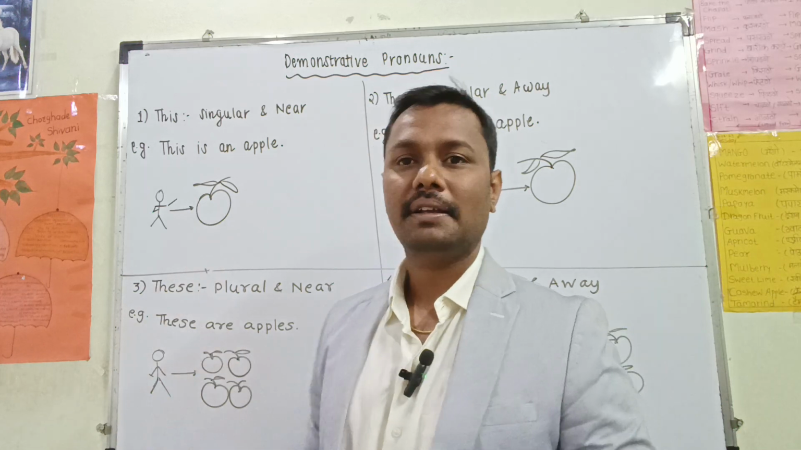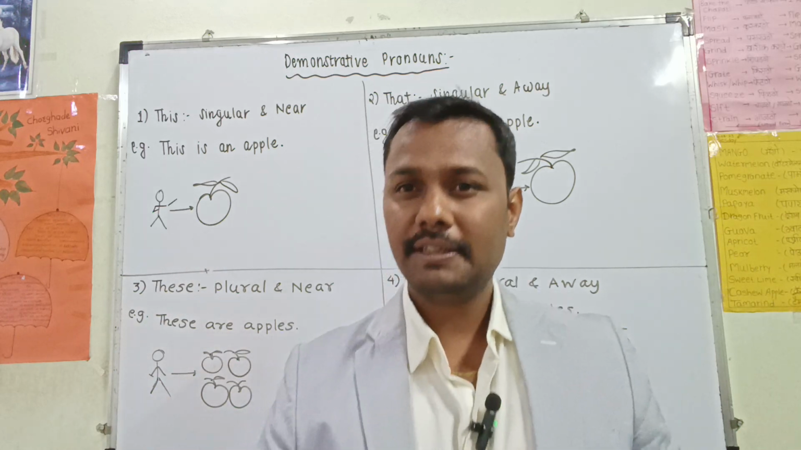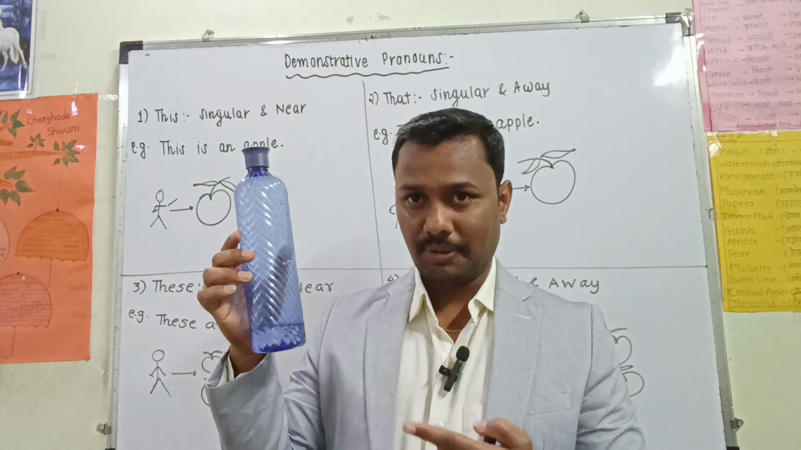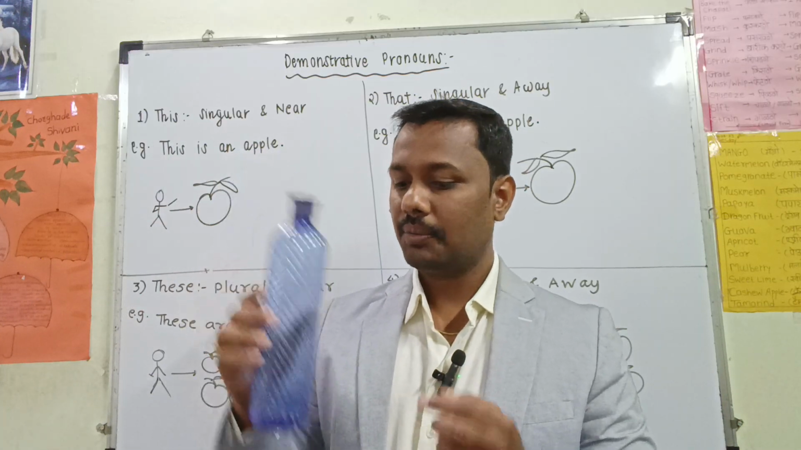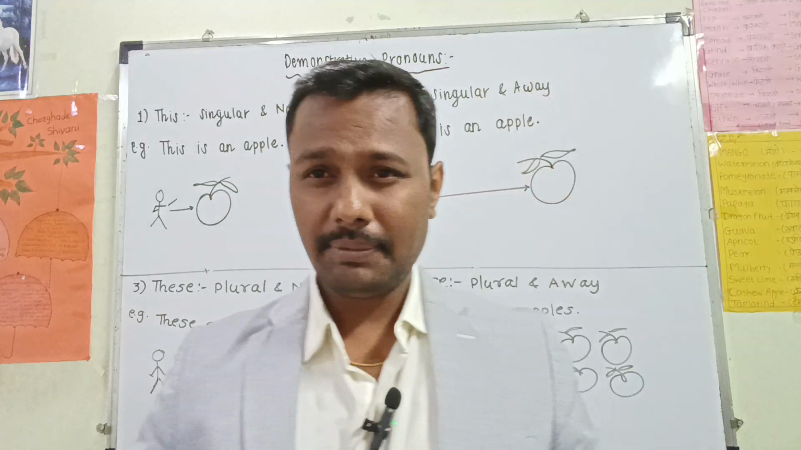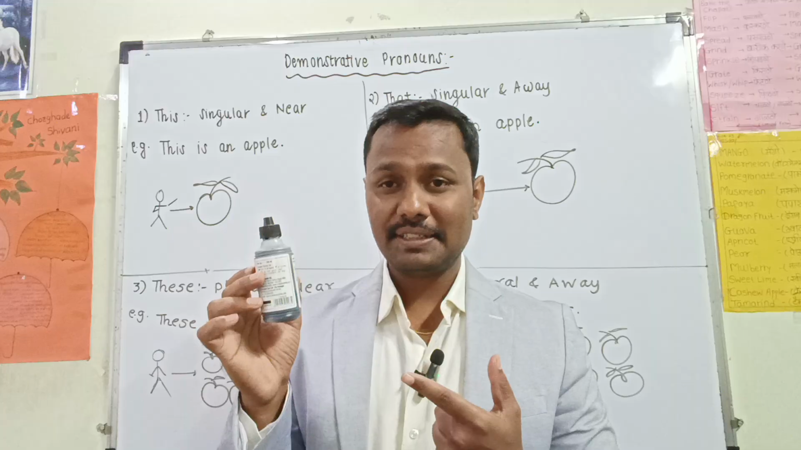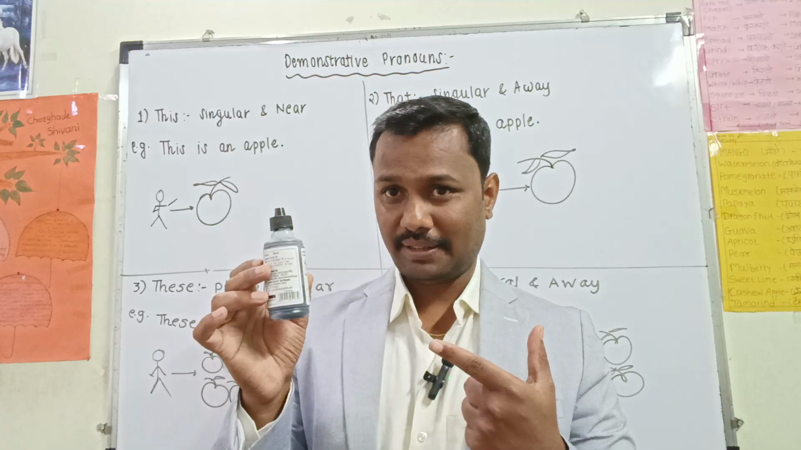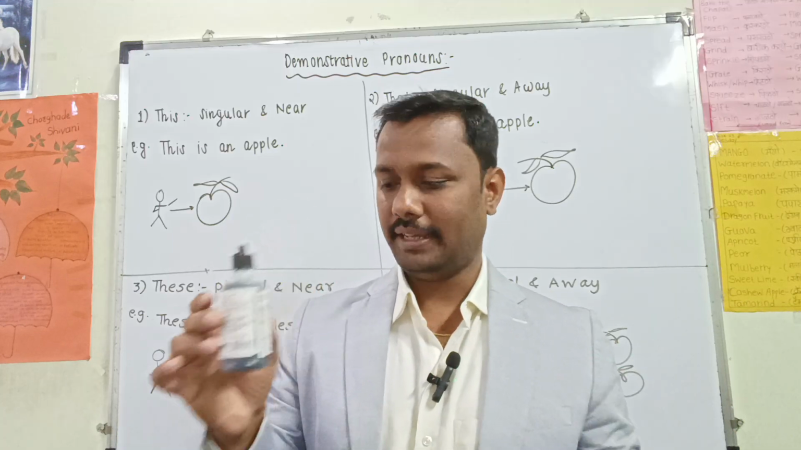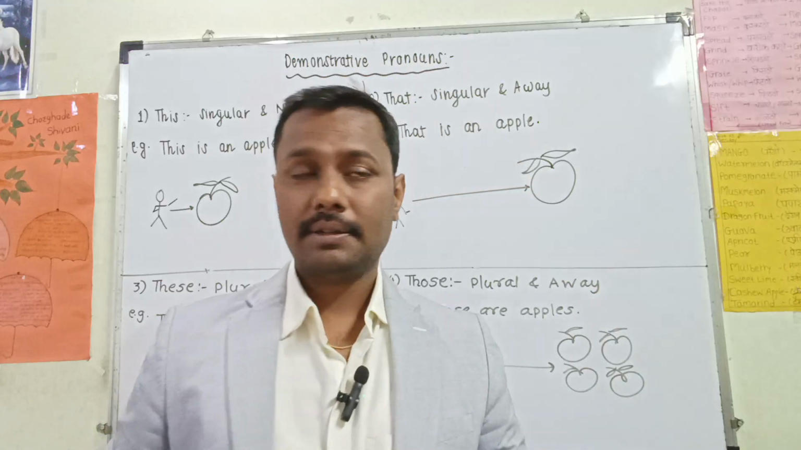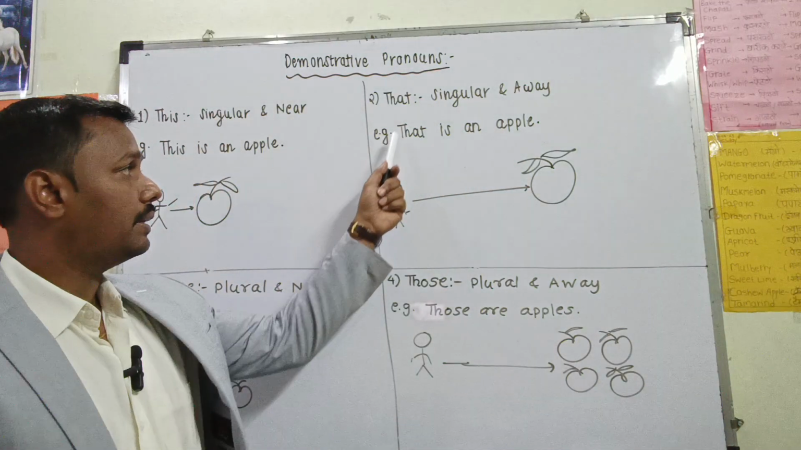You can see this. Now, this is a water bottle. This is a water bottle. Or another example I can give. This is an ink bottle. This is an ink bottle. You can see this, which is near one. Yes. Now after this, here we have next one.